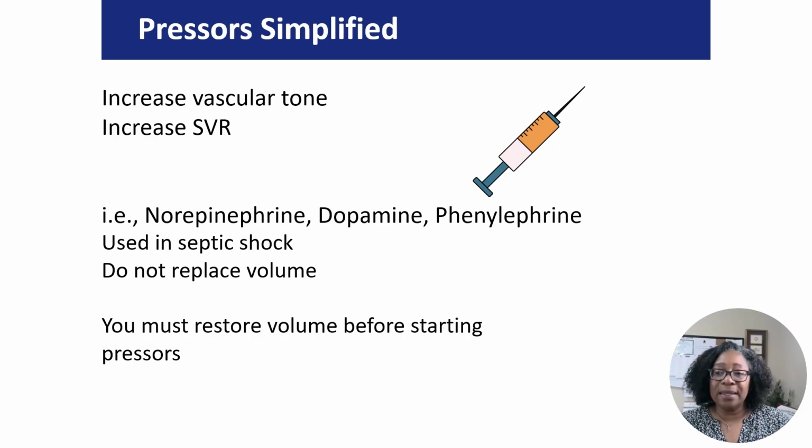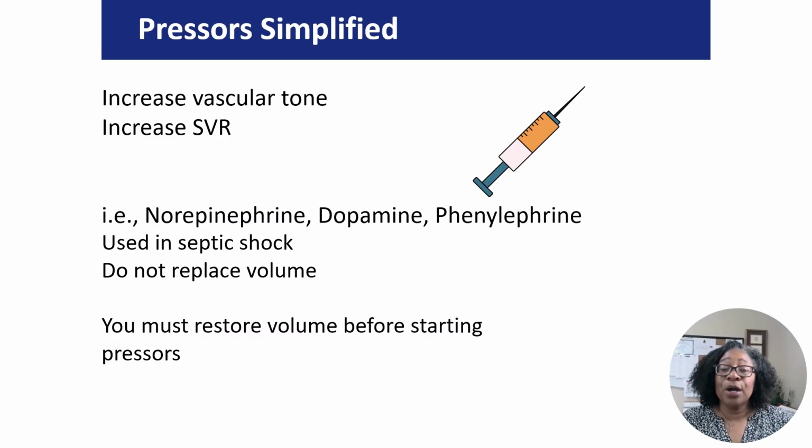You may see dopamine. Dopamine is used for severe heart failure. It's like a short-term treatment, but dopamine will raise your blood pressure and raise cardiac output. And then you may see phenylephrine, which causes vasoconstriction, which will also raise the blood pressure. So any kind of constriction is going to raise the blood pressure.